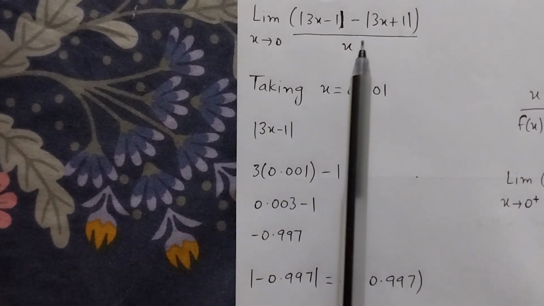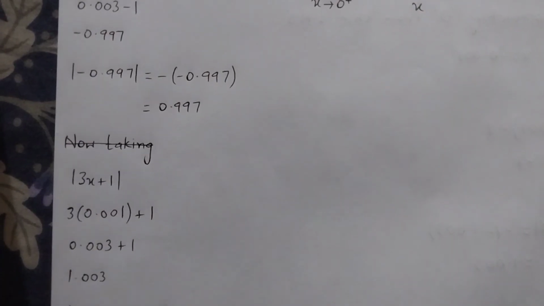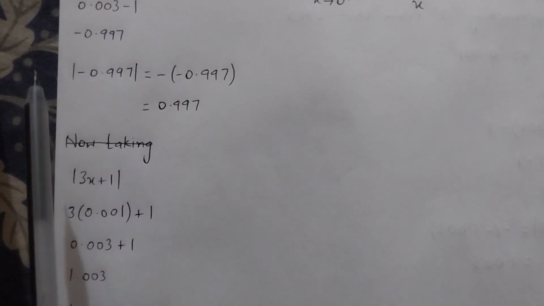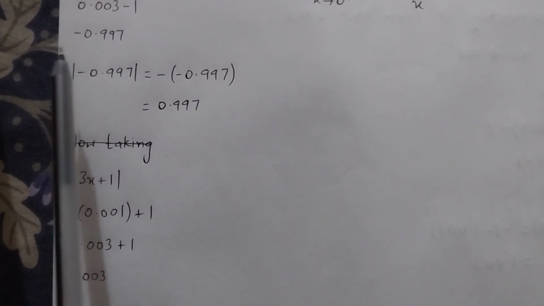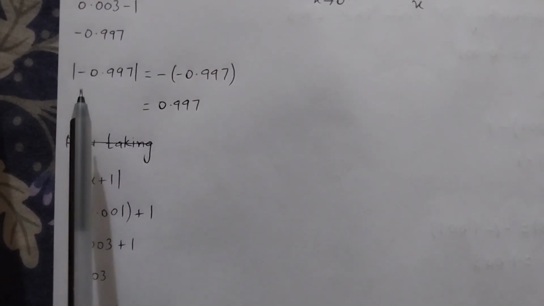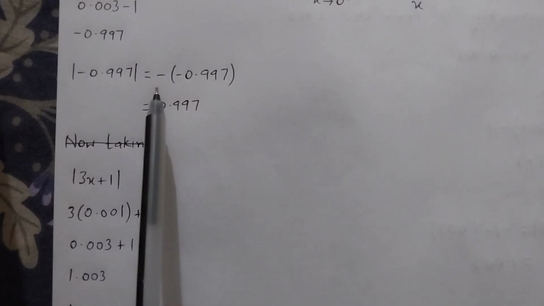Now we'll evaluate the value of the absolute value of 3x plus 1. Actually, I didn't yet evaluate the absolute value of 3x minus 1, I have just found the value of 3x minus 1. So we'll take the absolute of this, and the absolute of a negative value is equal to negative times that value. So negative times minus 0.997 is 0.997. So this is the final value for the absolute value of 3x minus 1.